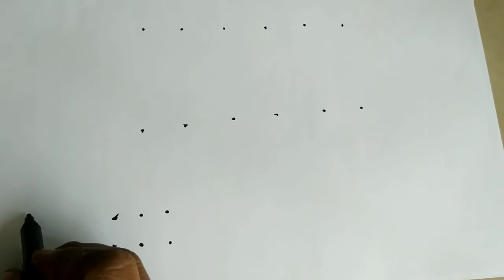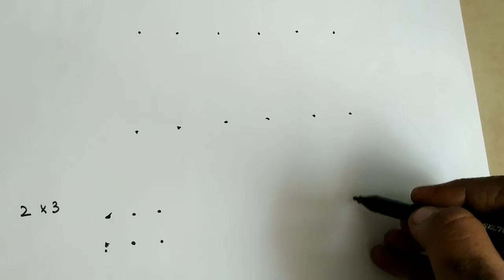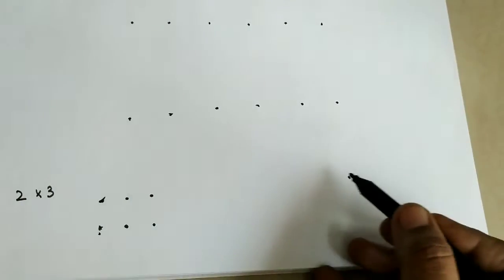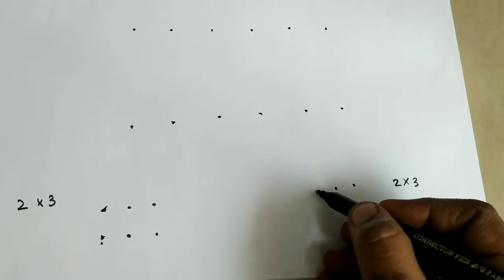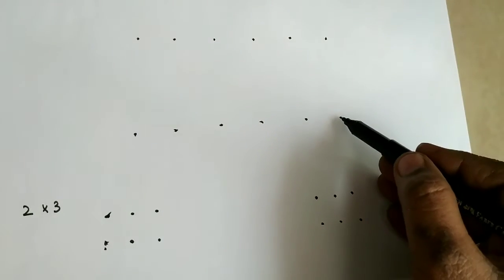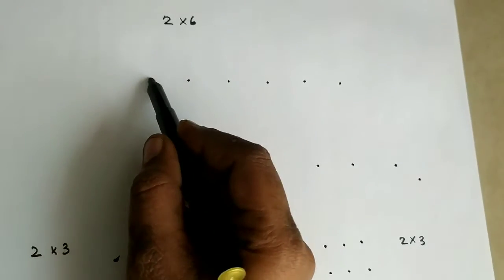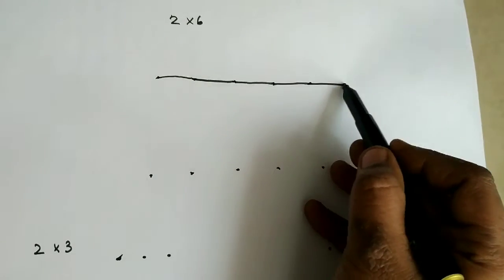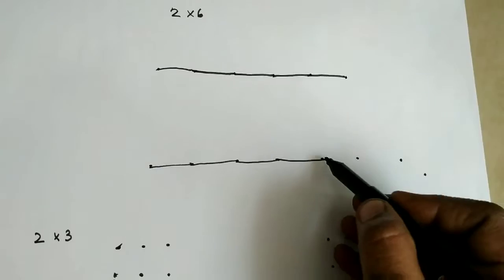And again this is 2 cross 3. 1, 2, 3. 2 cross 3. This is for legs. You'll see we have kept 2 rows, that is 2 cross 6 and 2 cross 3, just at the height above.